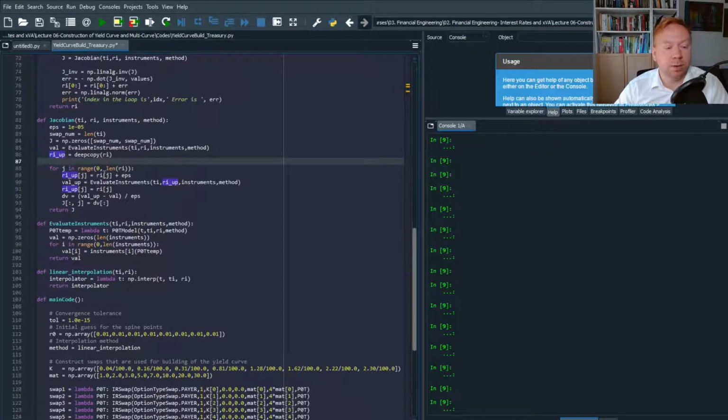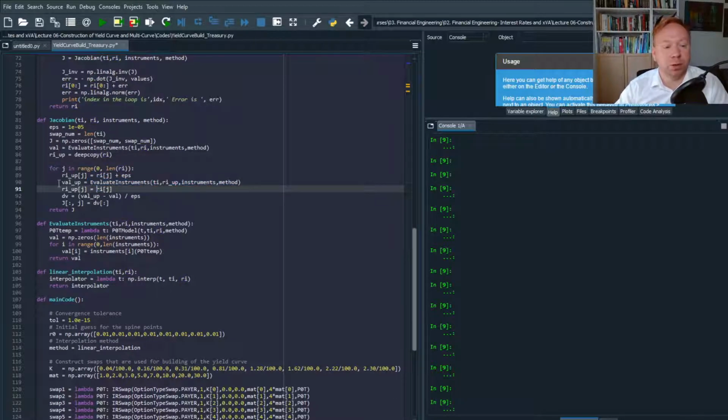And then what we do next is we perform iteration. For every spine point, we will evaluate our instruments and we will store the results. The output of this evaluate instruments is a vector, because we have a vector of instruments. So we will shock each individual spine point, and for each individual spine point shock, we will evaluate all the swaps.